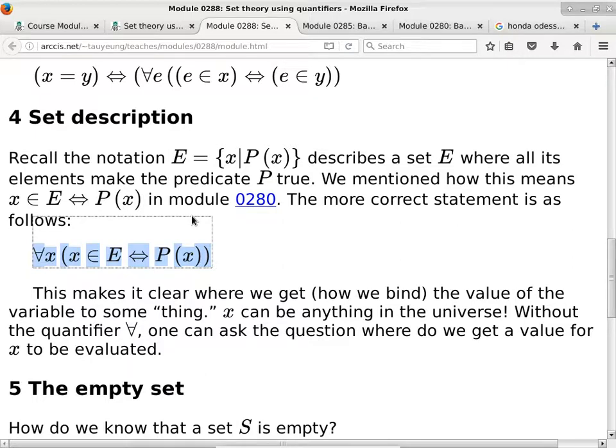You can say, oh, the left-hand side is false. Oh, then the right-hand side has to be false. Or the right-hand side is true, then the left-hand side has to be true. It goes in both directions.